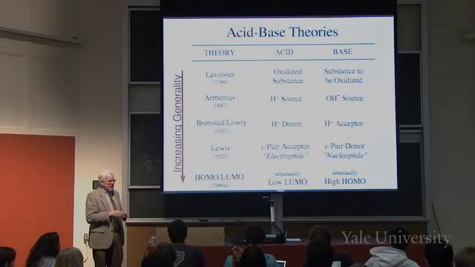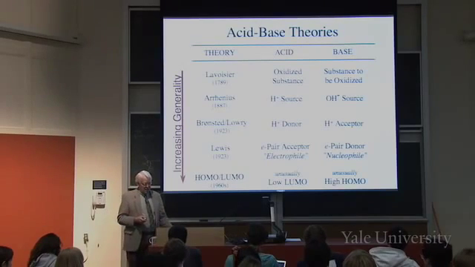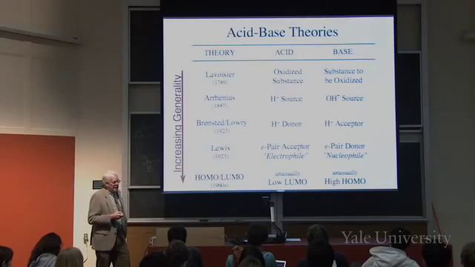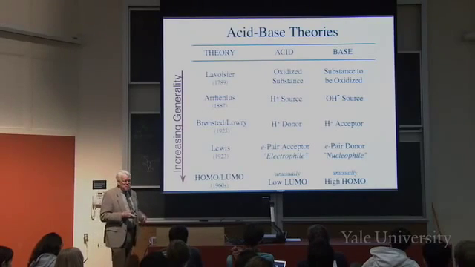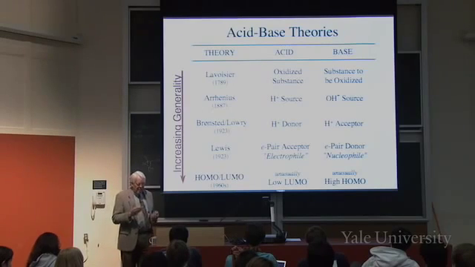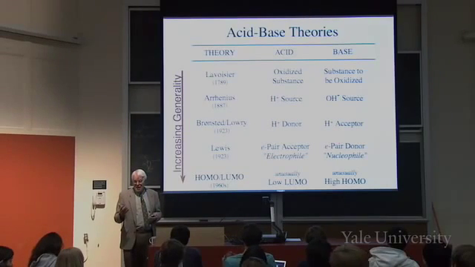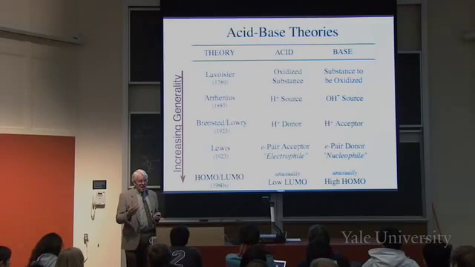So here's increasing generality in the concept of acid and base. The names were introduced by Lavoisier in 1789, and we'll talk about that. From his point of view, a base was a substance that could be oxidized, and an acid was something that had been oxidized. Like sulfur was a base, oxidized sulfur, sulfuric acid, was an acid.